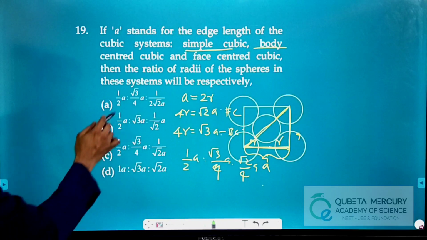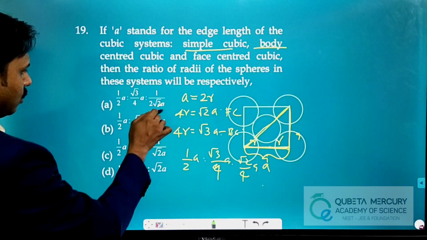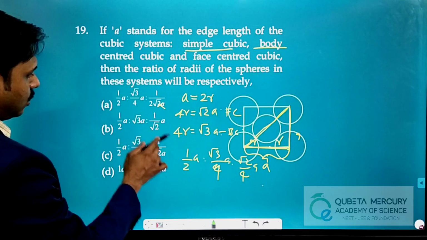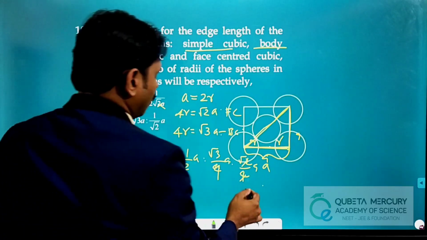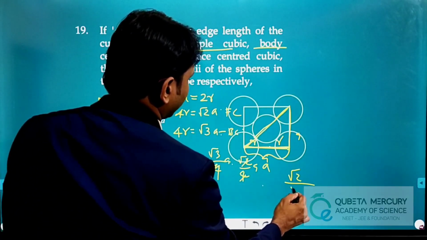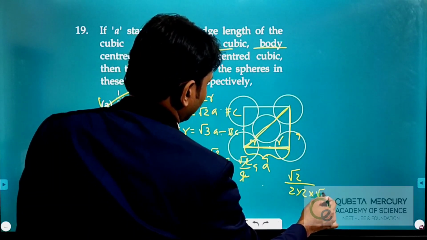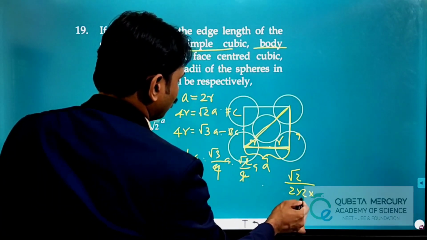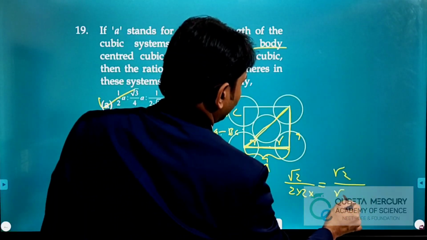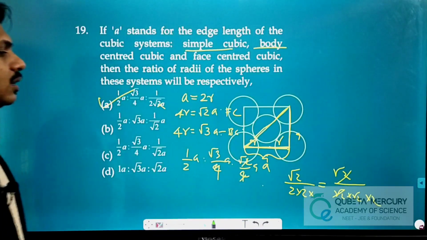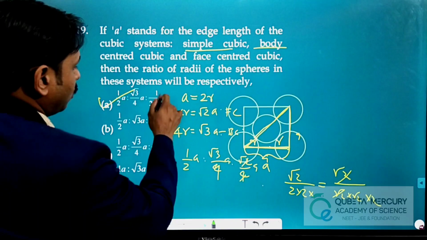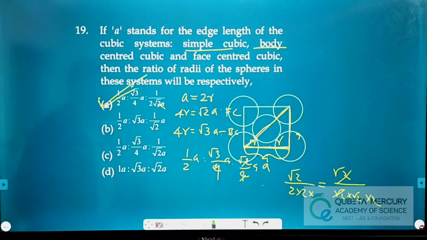So which is the right answer? 1 by 2 a, root 3 by 4 a, and this is not. So root 2 by 4 can be written as 1 by 2 root 2, right. This is the right answer. See, root 2 divided by 4. 4 I can write as 2 into 2. That means 2 can also be written as root 2 into root 2. These two root 2 will be cancelled. Then we get 2 root 2 in the lower part. That is 1 by 2 root 2 a. This is the right answer. Did you get it? Very interesting, very simple and very frequently asked question. Okay.